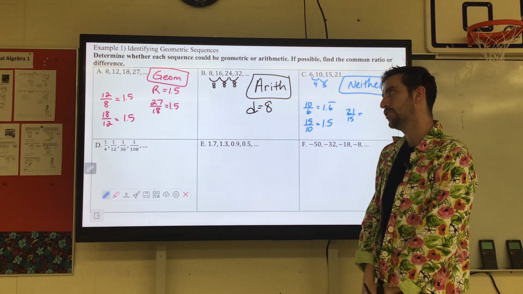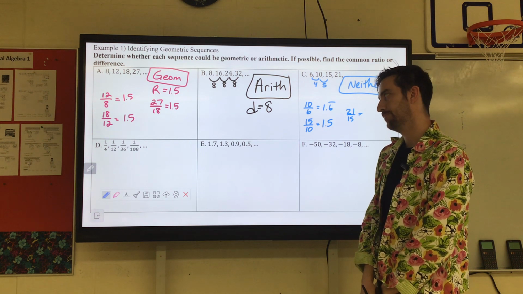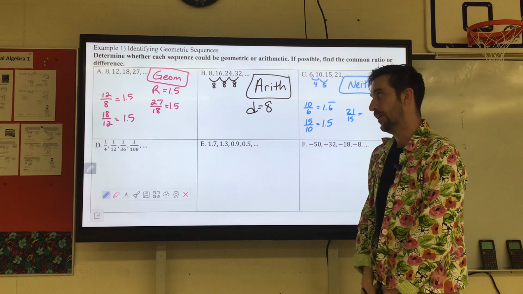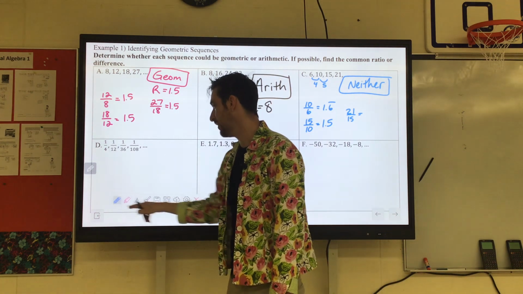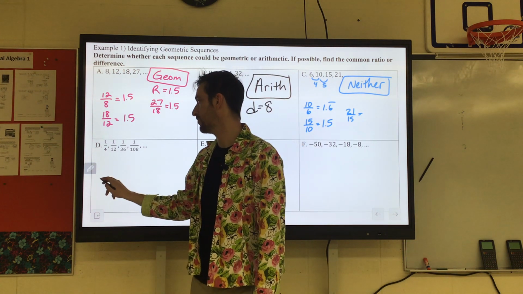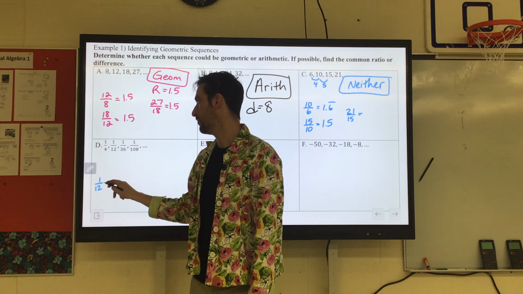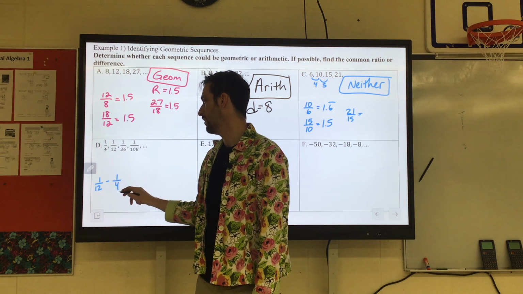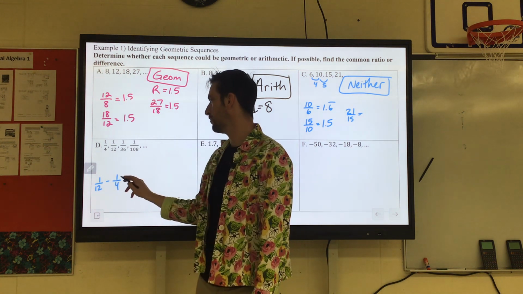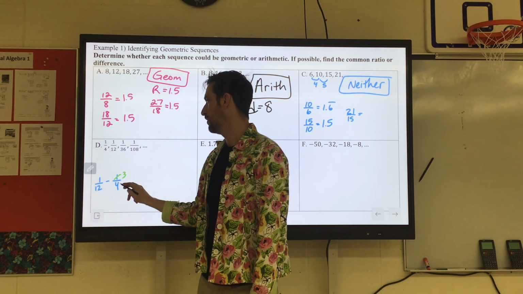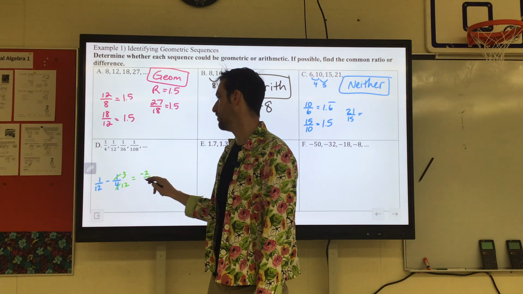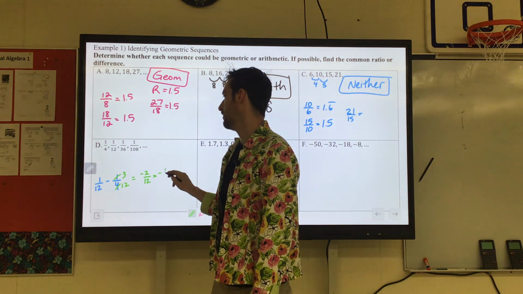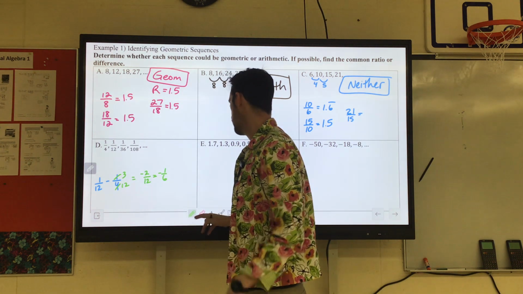All right, you look here. Whoa, fractions. Wow. Are we adding the same amount? I don't know, but we could check. We could do a term minus the term before it. 1/12 minus 1/4. We'd have to get that common denominator, which could be 12s. So 1/12 minus 3/12 is negative 2/12, or negative 1/6. We'd have to check that with another one.